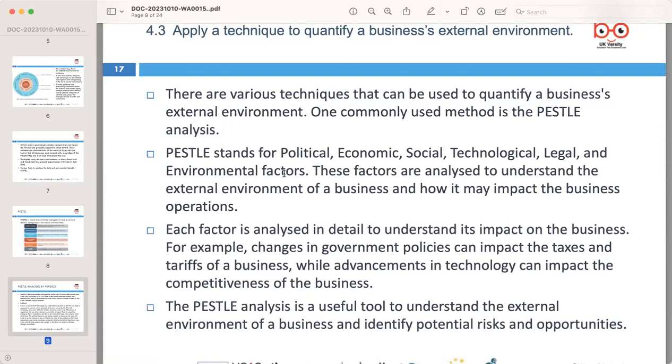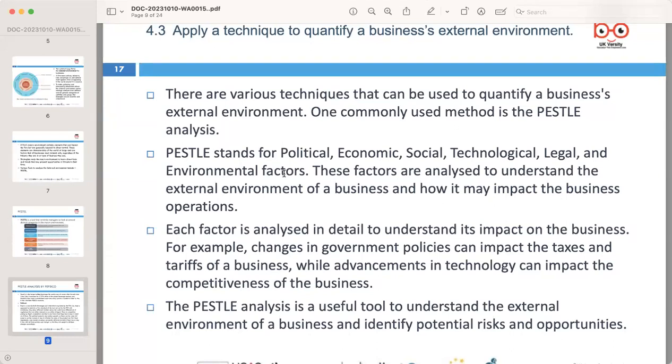For example, changes in government policies can impact the taxes and tariffs of a business, while advancement in technology can impact the competitiveness of the business, which is a technological effect. So the PESTEL analysis is a useful tool for understanding the external environment of a business and identifying potential risks and opportunities.